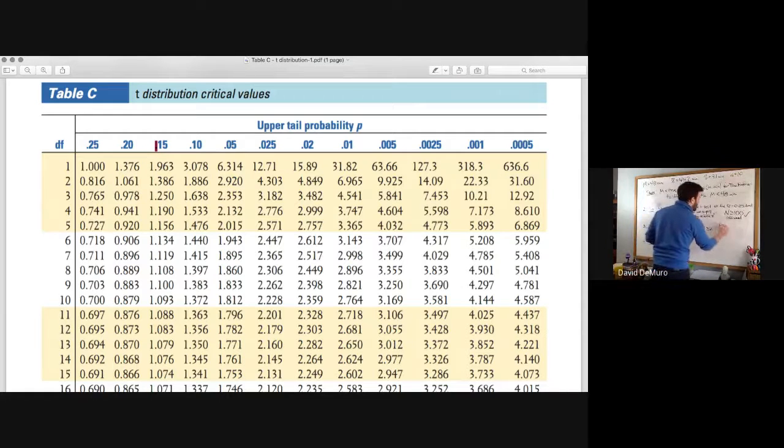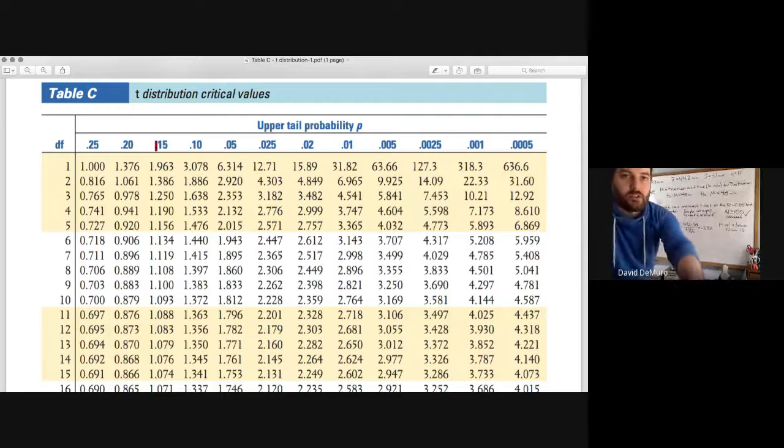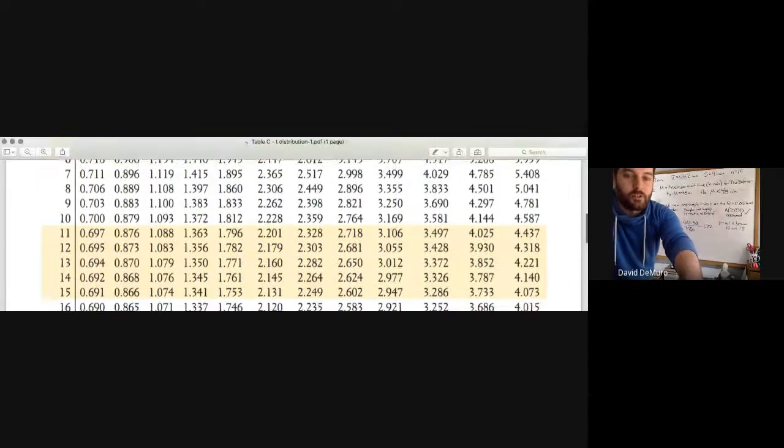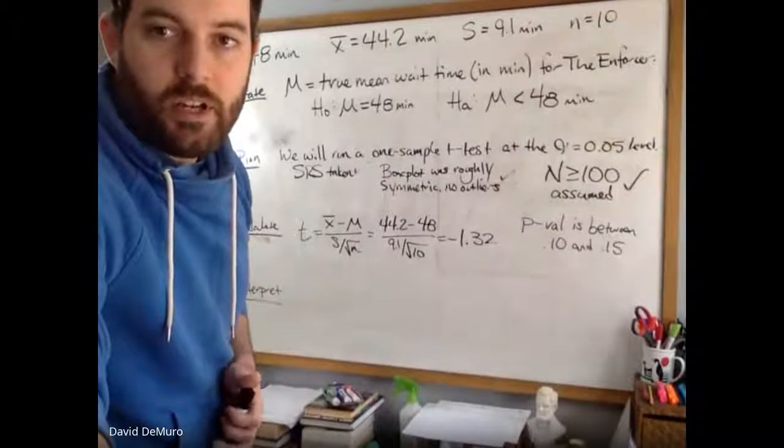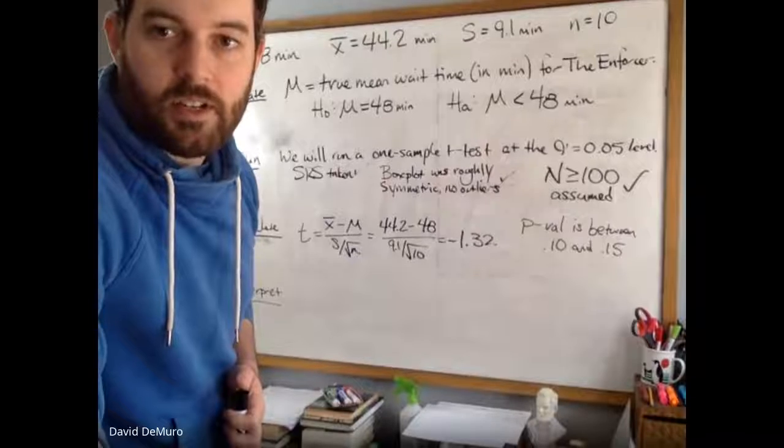So on the table, we can see that the p-value is between 0.10 and 0.15. And even though we don't have it exactly, that's still enough information to reject or fail to reject the null hypothesis. Now, the second way we could do this would be on the Inspire. So let me pull up the Inspire.